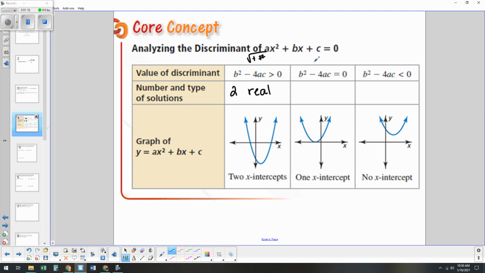If the discriminant equals 0, that's like taking the square root of 0. And the square root of 0 is just 0. So there's only one thing happening there, which means we only end up with one real solution.